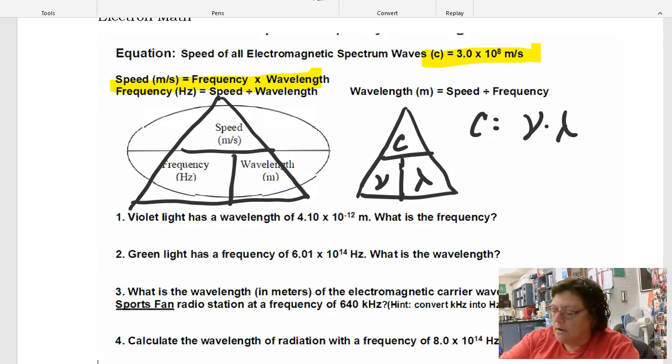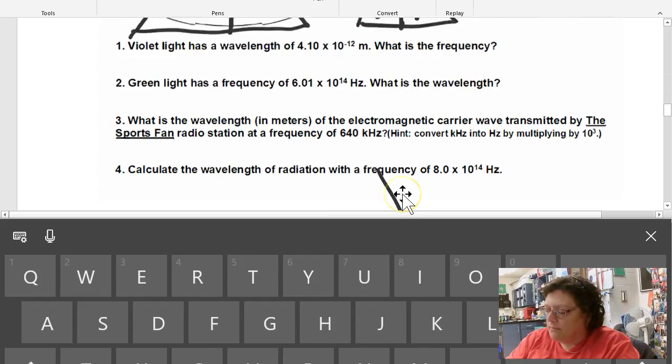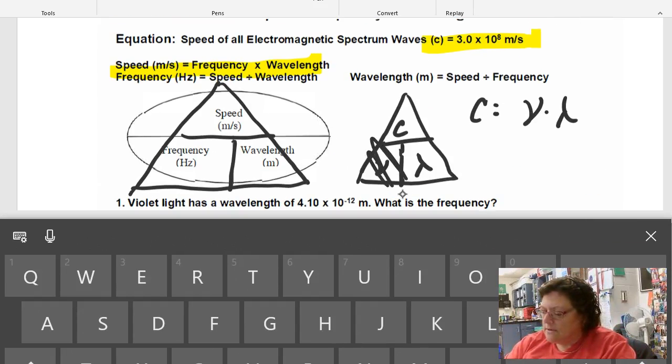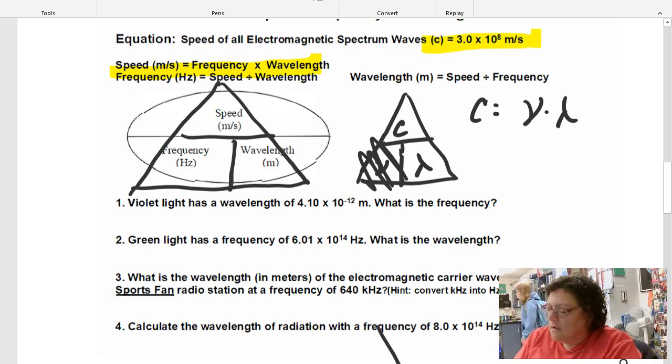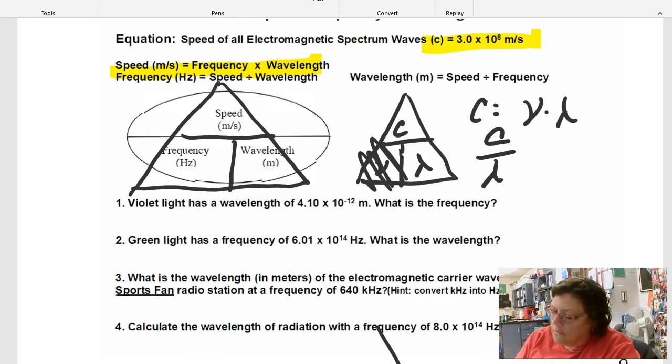Try and take that away. Now, if we want to solve for frequency, it's the speed of light divided by wavelength. So now we're going to work these problems.